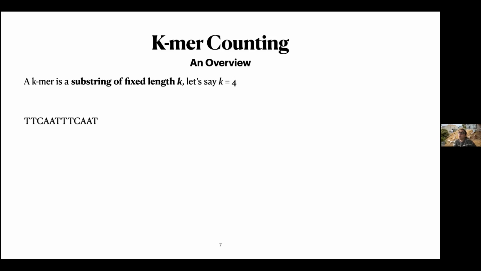So the first thing we do is extract these k-mers. If we have a sequence, in this case, and we decide our k is 4, we will extract the first k-mer, TTCA, and then keep going with a sliding window of 1 and extract all the other k-mers, and we'll count them. So what we obtain is a histogram of frequencies.